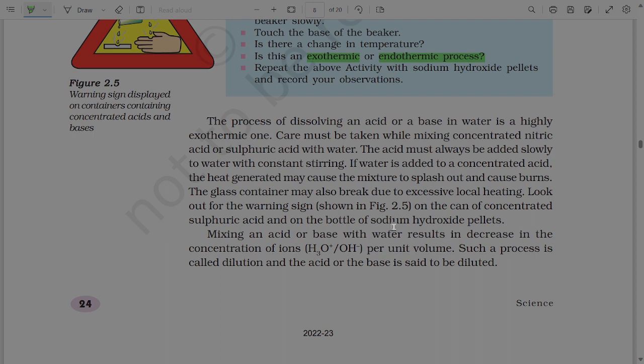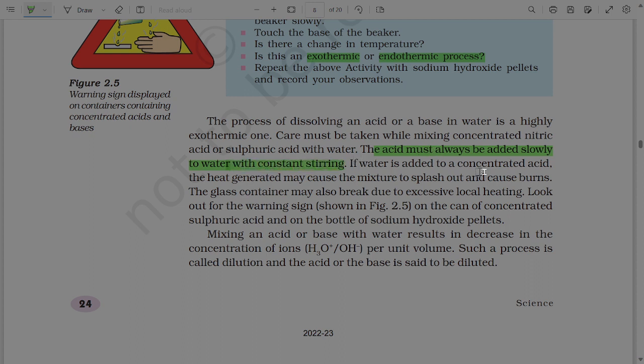The process of dissolving an acid or base in water is highly exothermic. Care must be taken while mixing concentrated nitric acid or concentrated sulfuric acid with water. The acid must always be added slowly to the water. This may be asked in competitive examinations. Acid must be added slowly to water, not water to acid. Add it with constant stirring to decrease the temperature.